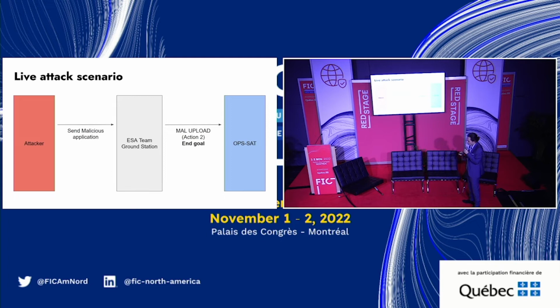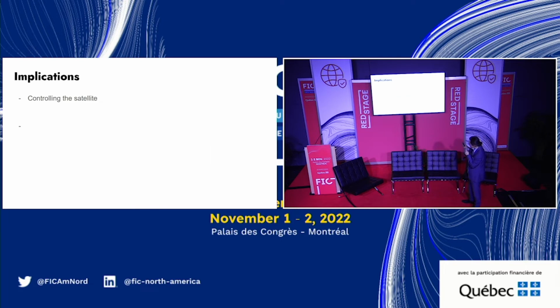So by combining all this vulnerability, a live scenario of taking control of this satellite could be, for example, to register as an experimenter or to impersonate an experimenter on this satellite and convince the ESA team to upload a malicious archive exploiting the zip slip, overriding some important files, taking over the satellites, and the implications of such hacking could be controlling the satellite, but much more.